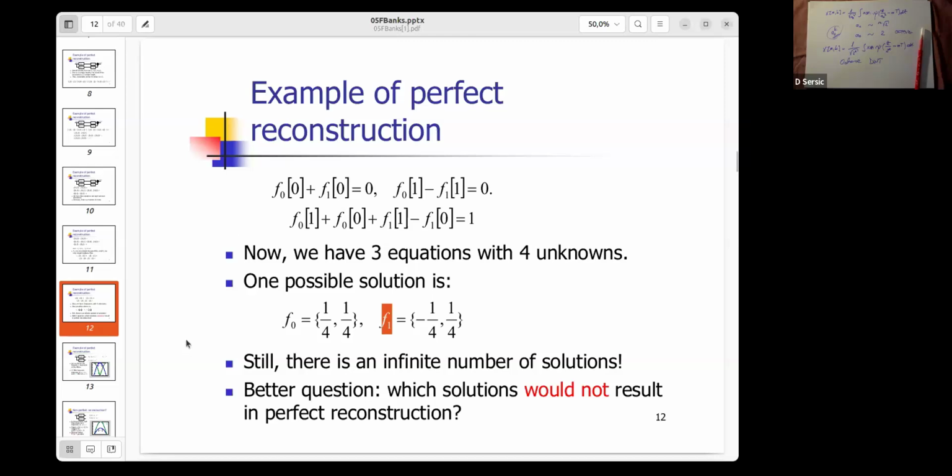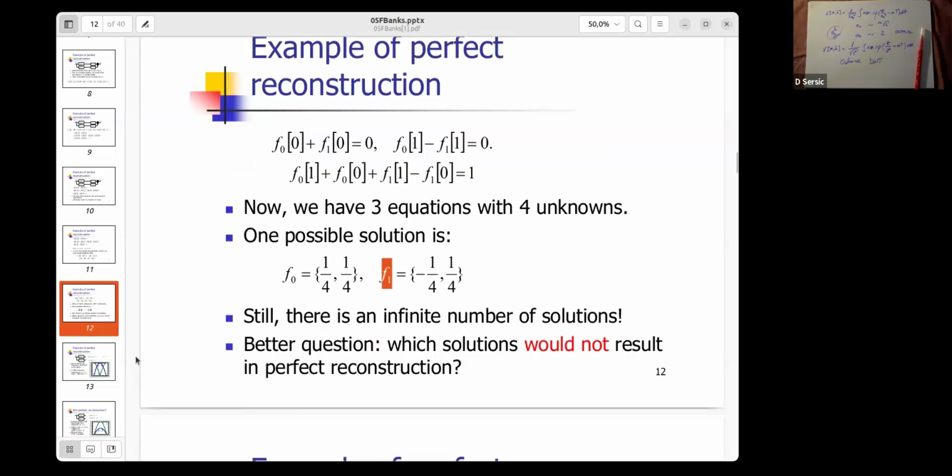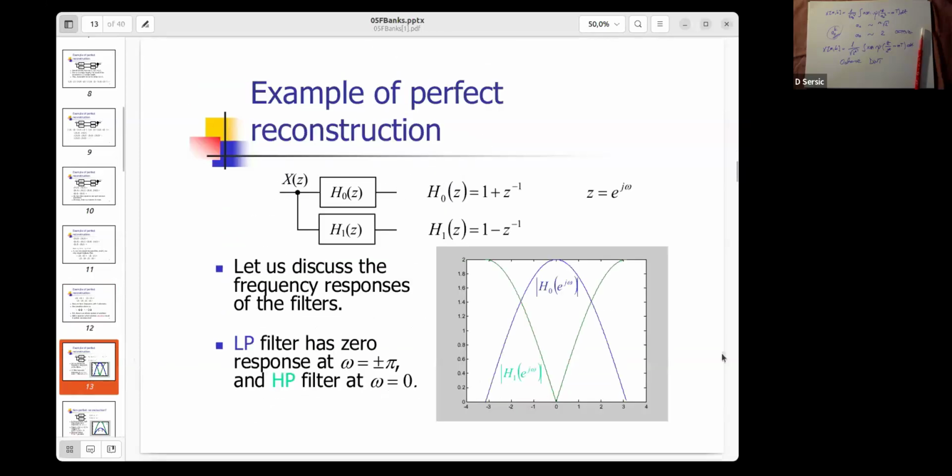A better question is what to do to mess things up, which solutions would not result in perfect reconstruction. So let's take a look in the frequency domain. Our filters were 1, 1, and 1, -1. If I just change z to e to the power of j omega, I get a frequency response. The modulus of that frequency response for the filters is depicted right here. The blue one corresponds to the low-pass filter H0, and the green one corresponds to the high-pass filter H1.